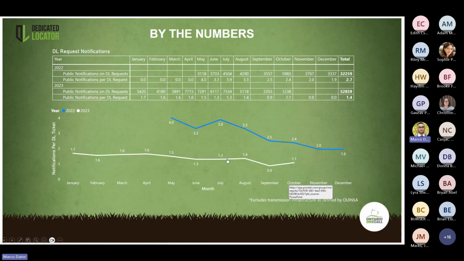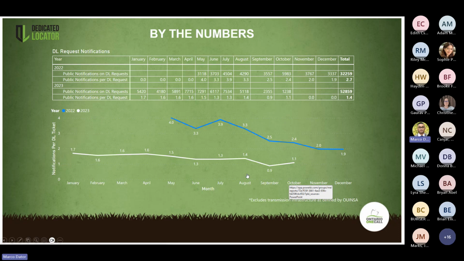So this is an interesting number here. This is the first time that we have pulled out these numbers. What you're seeing here are notifications that are being sent out to the public. What that means is that public notifications per DL locate request are still coming through, so a certain portion of the DL requests is still going to the public side, whether or not that is a member or two that still hasn't acted upon the dedicated locator project. And this is what those statistics are.